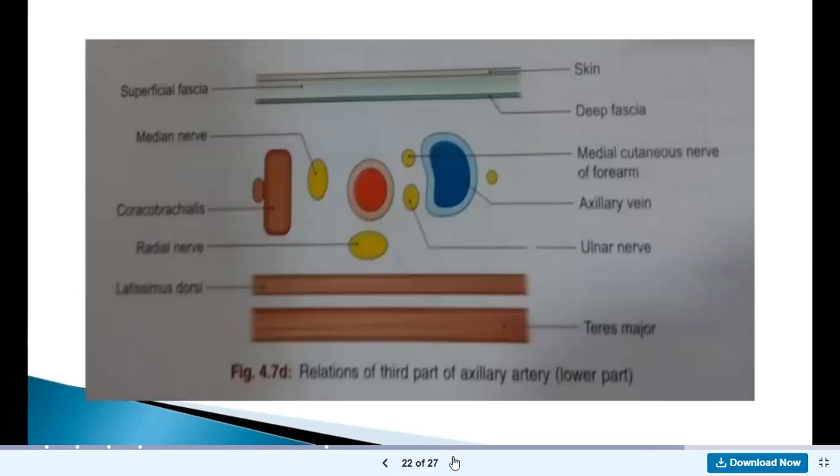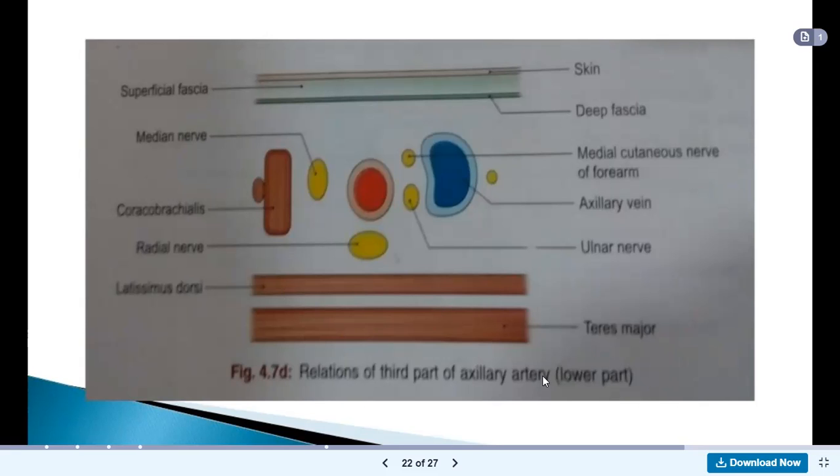Okay, so here you have a bigger picture which is showing relations of the third part of the axillary artery, the lower part of it. So you have your teres major, latissimus dorsi. Posteriorly, you have your deep fascia, superficial fascia, and skin. Anteriorly, and then you have your medial cutaneous nerve of forearm, axillary vein, and ulnar nerve medially, and then you have your radial nerve, coracobrachialis, and lateral roots of median nerve.